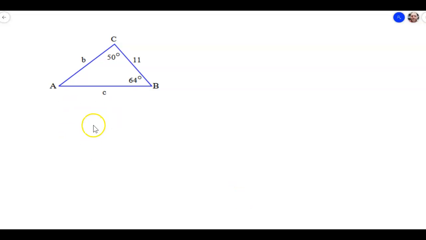Hey everybody, this is Mr. Beckstrom, and this is section 8.2, and today we're going to solve the sides and the angle of a triangle here.